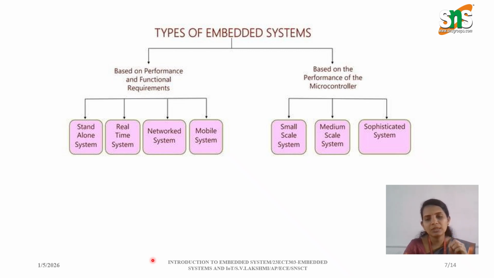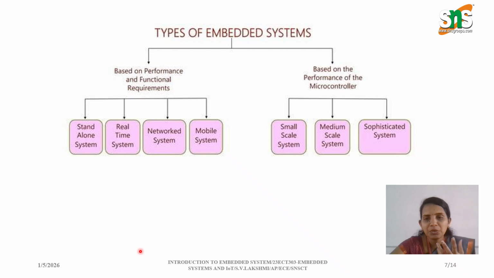So standalone system, which is simple and intended for smaller applications like the digital camera, etc. Real-time system is based on specific time constraints, for example the health monitoring system. So all these come under real-time system. And the networked system requires an internet connection, so we can give ATM as a good example of a networked system. And the mobile system is portable, so the smartphone comes under this mobile system.